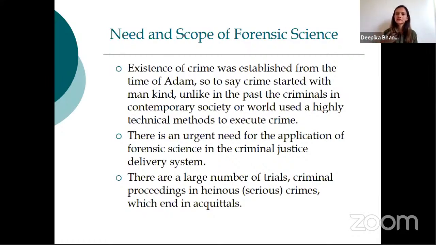These crimes are being done remotely from any part of the world, even though the person is not at the same place, right? So there is an urgent need for the application of forensic science in the criminal justice delivery system.